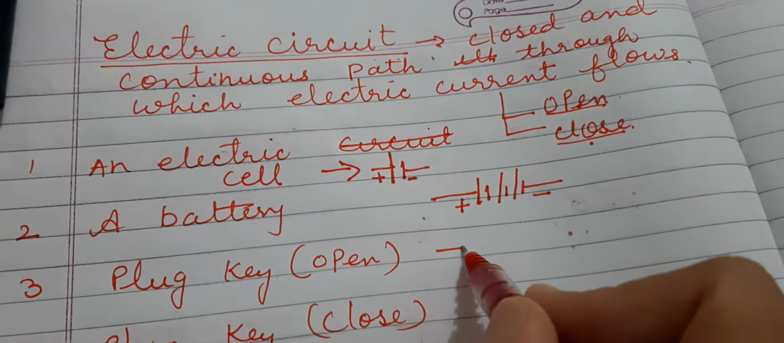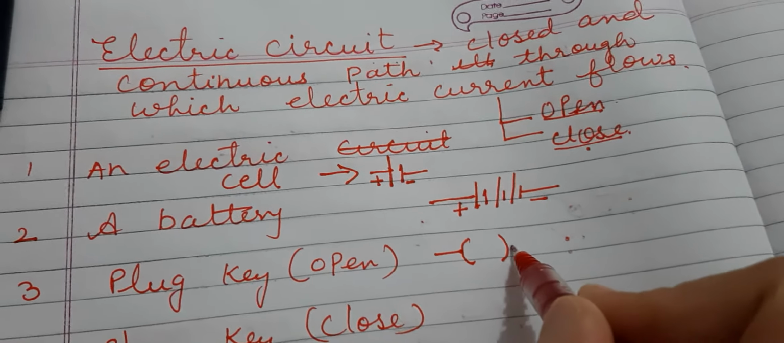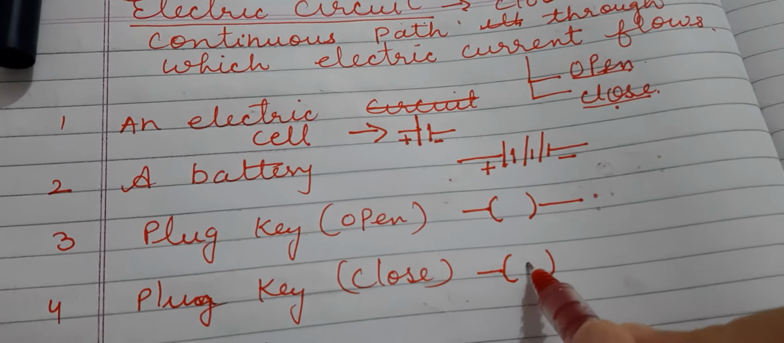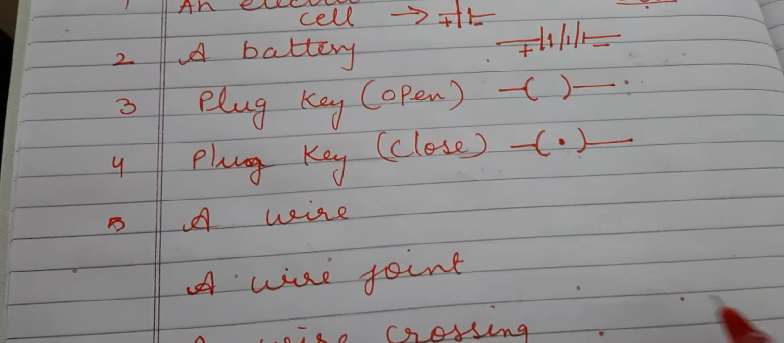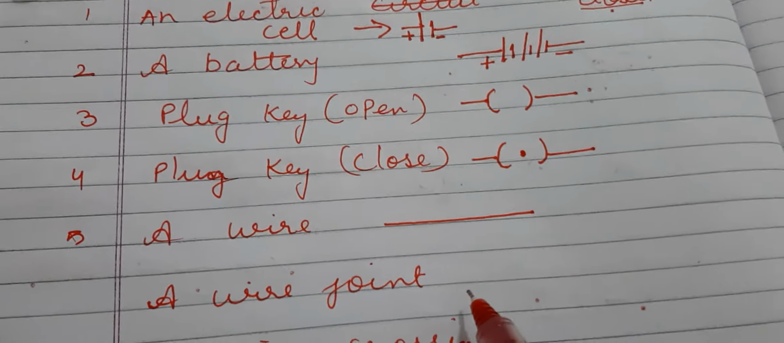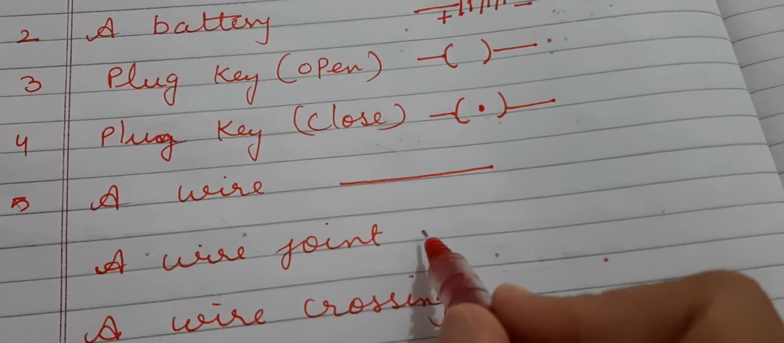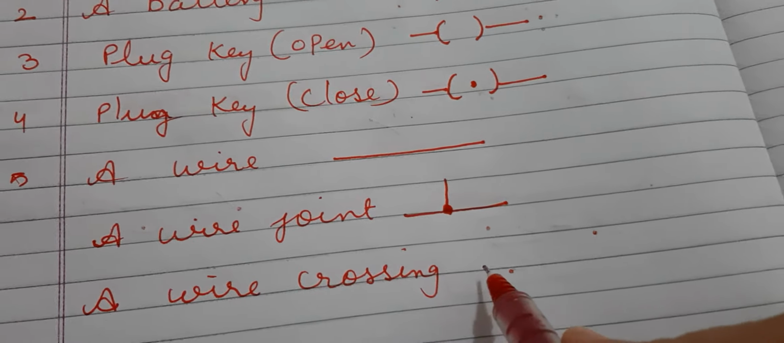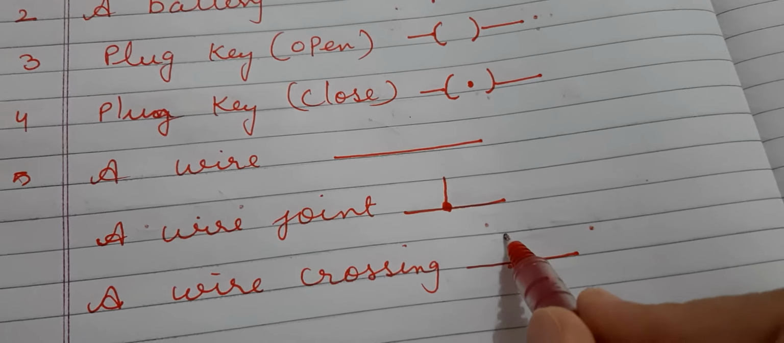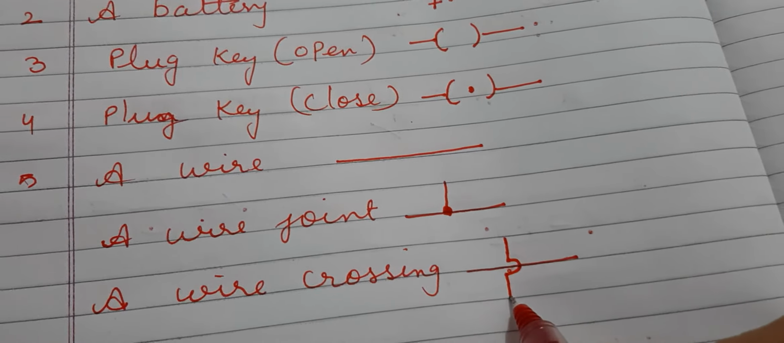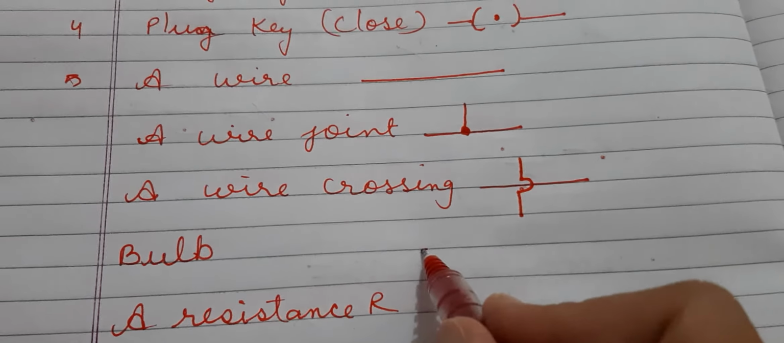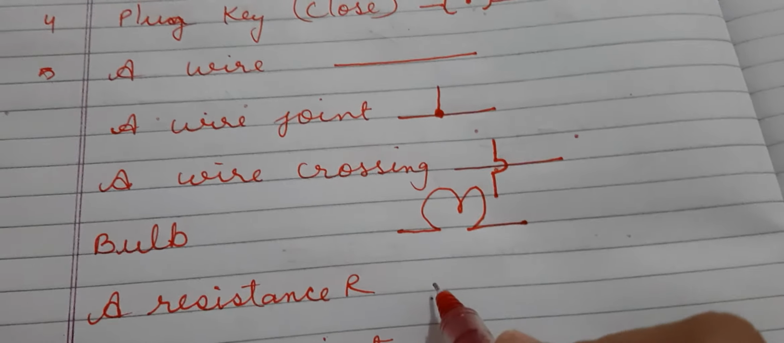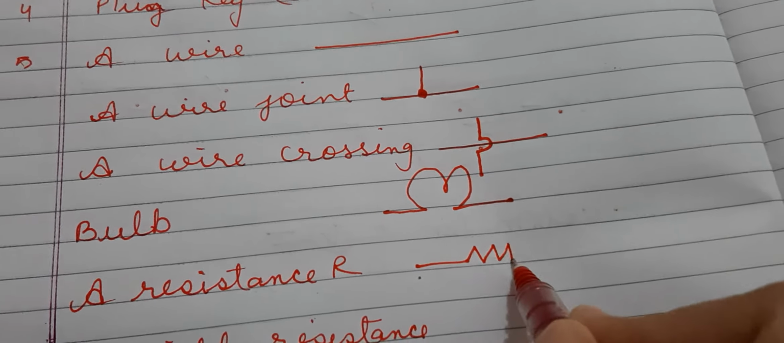Now next is the plug key. Plug key means the switch. If the switch is open, then like this, and if the plug key is closed, we will give it like this. A wire is normally a straight line. If a wire has a joint, then we use this symbol. If two wires cross each other, then like this we will give the symbol. Then a bulb, this is the symbol of a bulb. Then a resistor or resistance, so this will be the symbol.